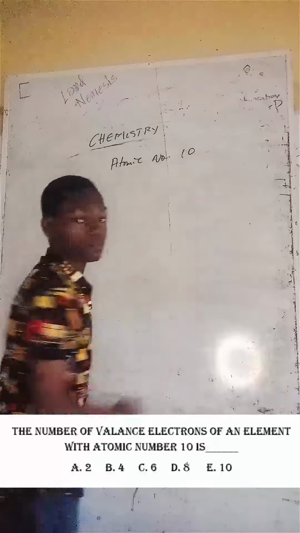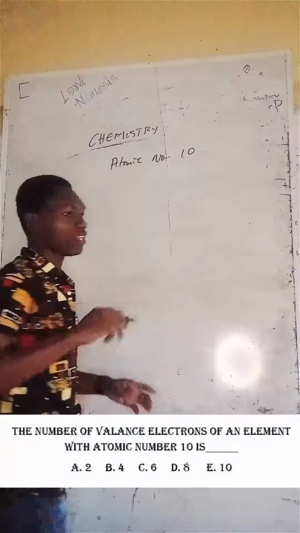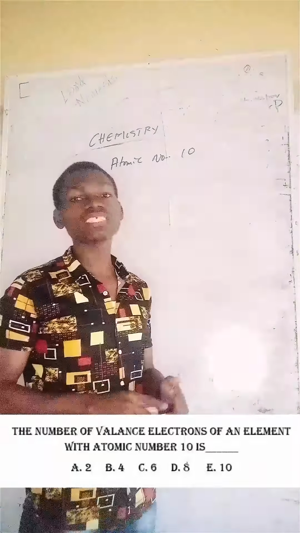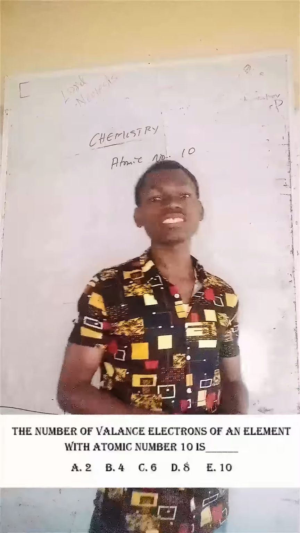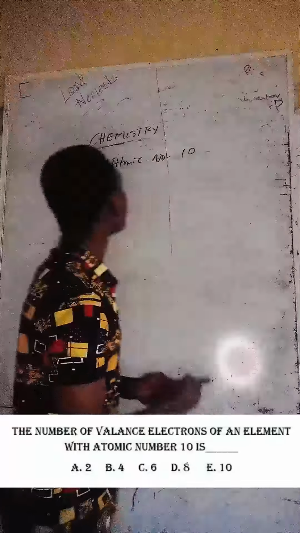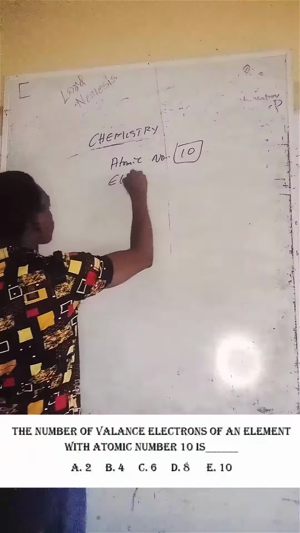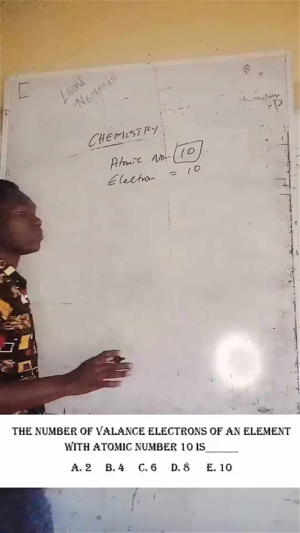So the atomic number is 10, right? So if the atomic number is 10, what is valence electron? Before we start looking at valence electron, valence electron is the electron at the outermost shell, right? The electron in the outermost shell of that atom. So since the atomic number is 10, we know that the electrons in total will be equal to 10. Now let's simply do that.